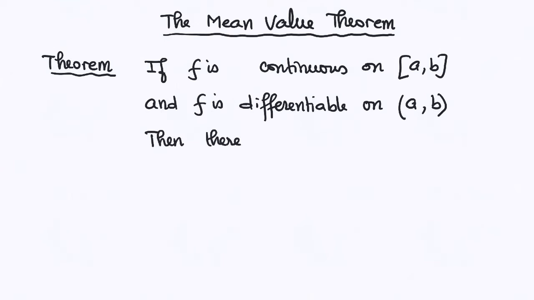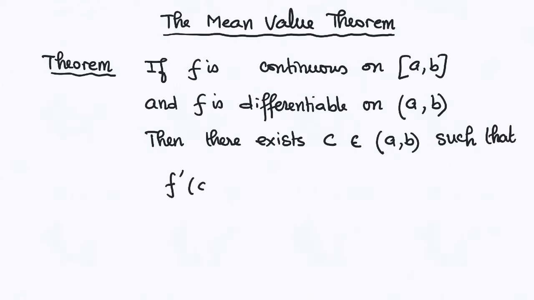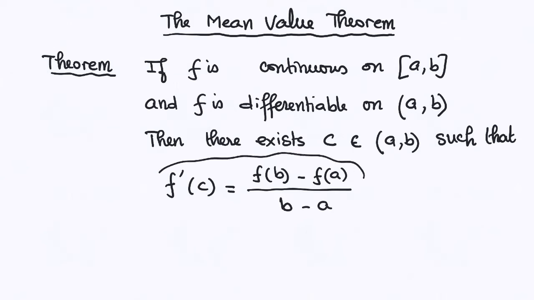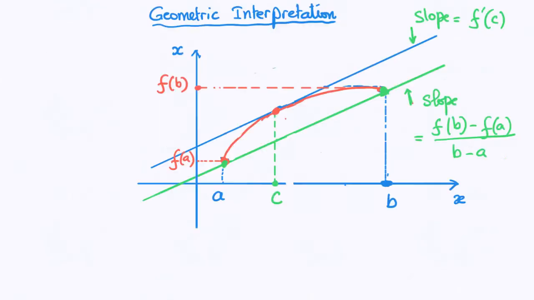there exists a number c, there exists c in the interval (a, b), with the following properties, such that f dash at c, so the derivative of the function at c, is equal to the following number, f of b minus f of a over b minus a. So that is the mean value theorem.